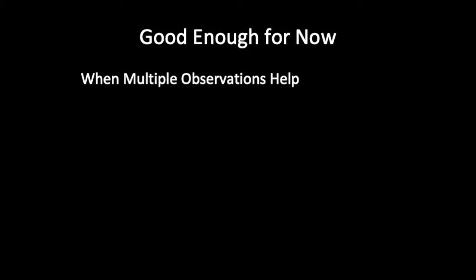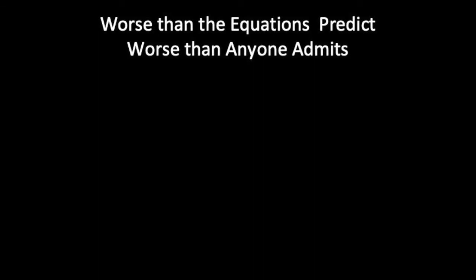When the odds of success are high, say more than 90%, then getting more inputs doesn't really help. So teams and multiple observations help most when the odds of making a good choice are in the 55 to 85% range. Worse than the equations predict, worse than anyone admits.